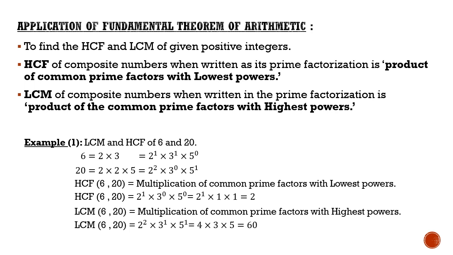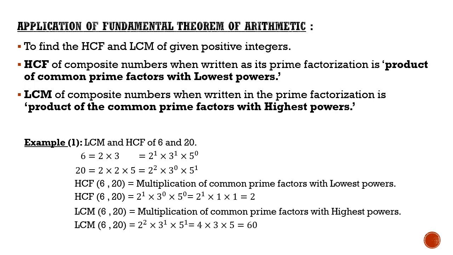Then 3 raised to 0 and 3 raised to 1: 3 raised to 1 is the one with the highest power. 5 raised to 0 and 5 raised to 1: 5 raised to 1 is the one with the highest power. So we have taken all the common prime factors with highest powers to find the LCM of the given numbers. Now let us solve. 2 raised to 2 is 4, 3 raised to 1 is 3, 5 raised to 1 is 5. Multiplying 4 into 3 into 5, we get 60, which is the LCM of the given numbers.